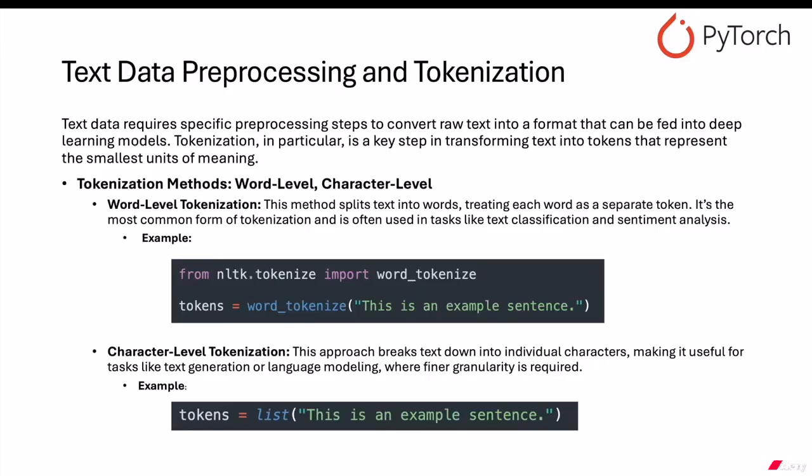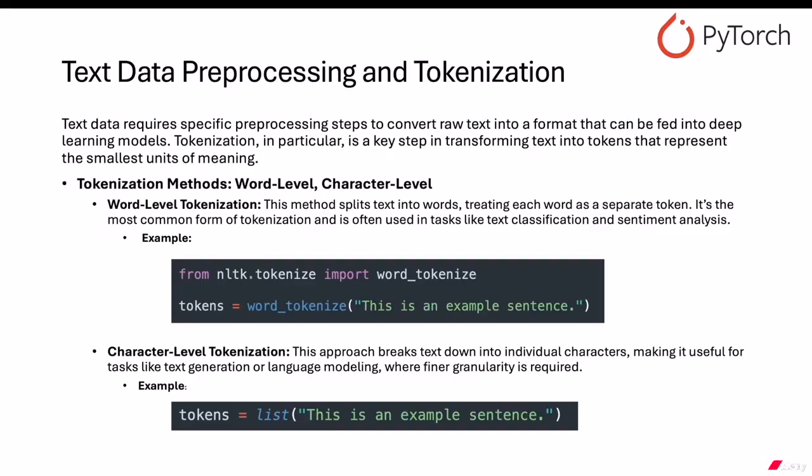Text data pre-processing and tokenization. Text data requires specific pre-processing steps to convert raw text into a format that can be fed into deep learning models. Tokenization in particular is a key step in transforming text into tokens that represent the smallest units of meaning.